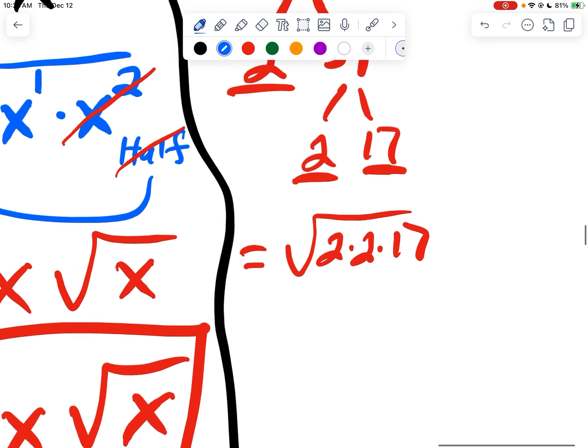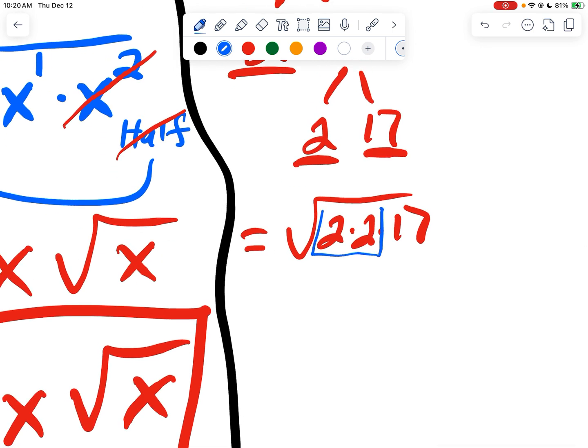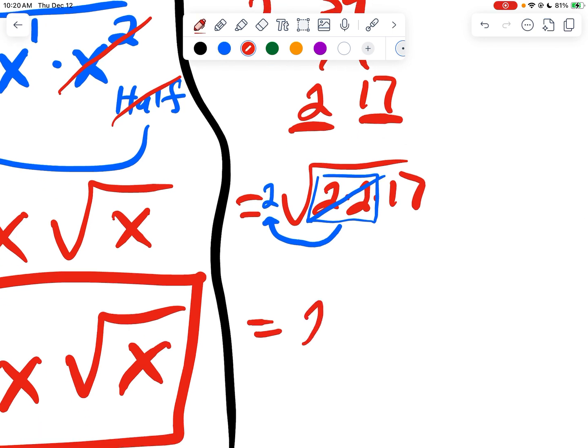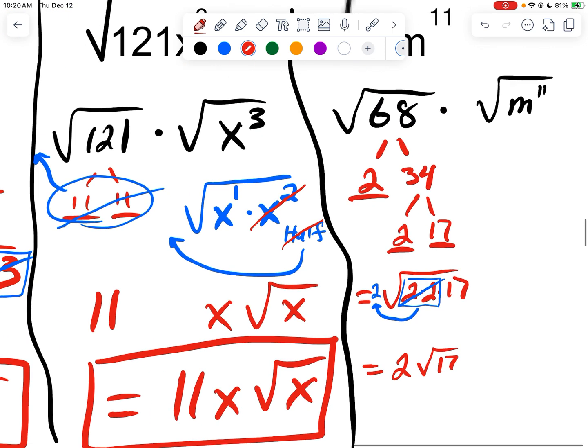Now, once again, we take out pairs of numbers. So I have a pair of 2's that's going to get written on the outside here. So they'll cancel out inside. Unfortunately, that 17 doesn't have a pair, so that 17 is going to have to stay inside that square root symbol. And that's how we simplify that number.